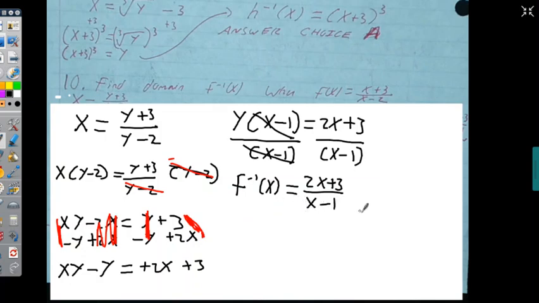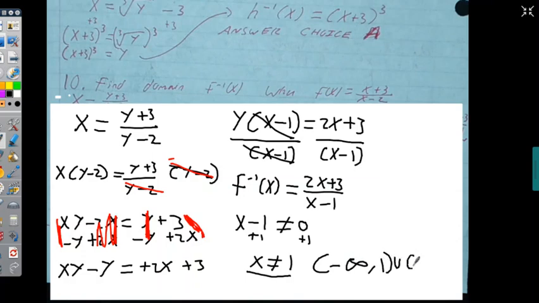Set the denominator. Okay? So x minus 1, the denominator cannot equal 0, which means that, adding 1 to each side, x cannot equal 1. So how do we express this inequality in interval notation? Negative infinity to 1, good. Union 1 to infinity. Excellent.